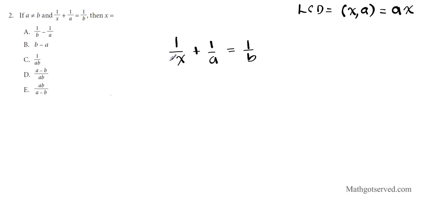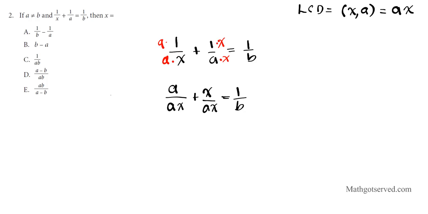To do that, we need to multiply the top and bottom by the appropriate terms. So this has an x and needs an a, so I'll multiply top and bottom by a. This has an a, needs an x, so I'll multiply top and bottom by x, okay? You can't just change the denominator. You have to multiply top and bottom so you don't change the problem. All right, so we're going to have a over ax plus x over ax equals 1 over b.